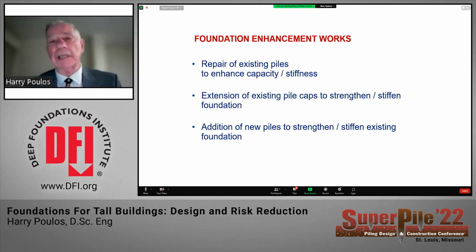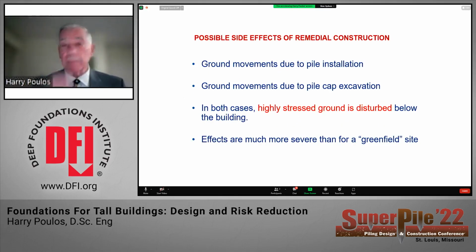In terms of foundation enhancement works, we have the option of repairing the existing piles if we can get to them to enhance their capacity or stiffness. We can look at extension of the existing pile caps themselves so that you make them larger, or you can look at the addition of new piles to strengthen or stiffen the existing foundation.